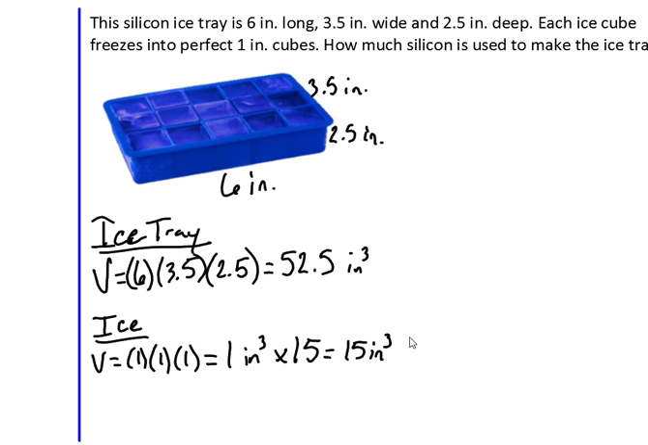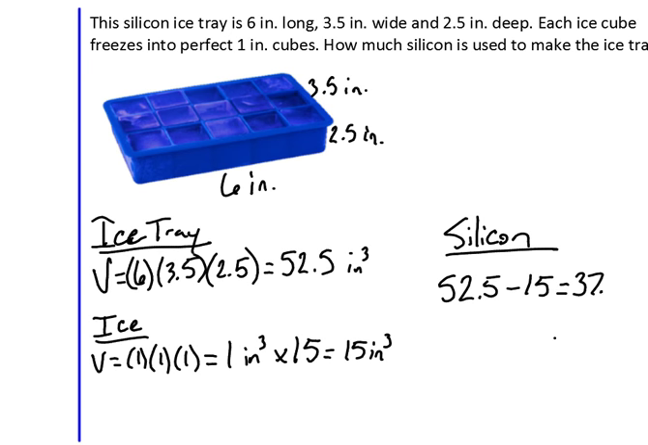So if I want to find out how much silicone is used, I should take the volume of the total ice tray and subtract out all the ice, and that would leave me with the material that's left of the silicone. So 52.5 minus 15. And I come up with 37.5 inches cubed of silicone.